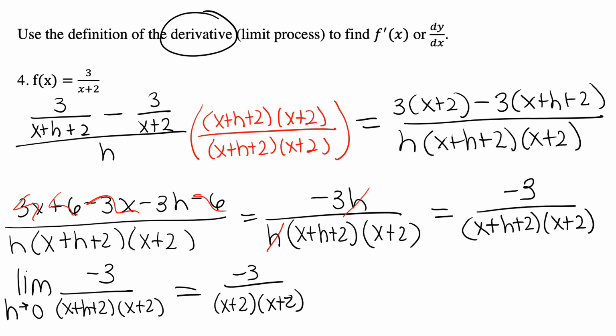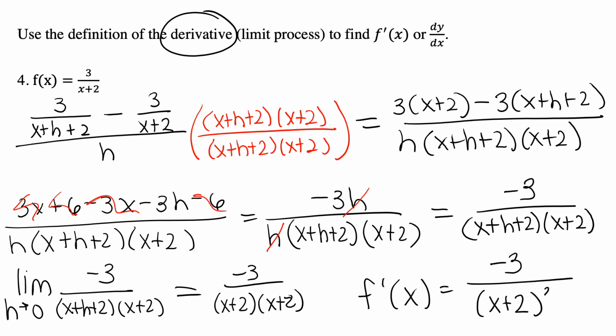And we can simplify that. x plus 2 times x plus 2 being multiplied by itself is really just x plus 2 squared. So we can write our derivative, f prime of x, is equal to negative 3 over the quantity x plus 2 squared.